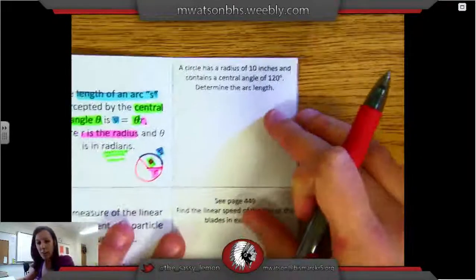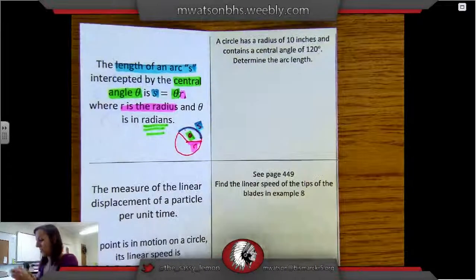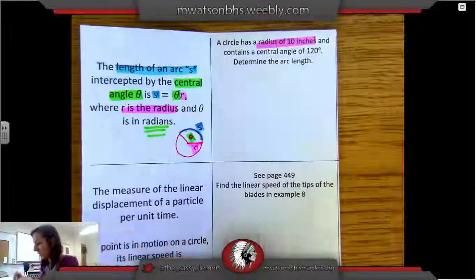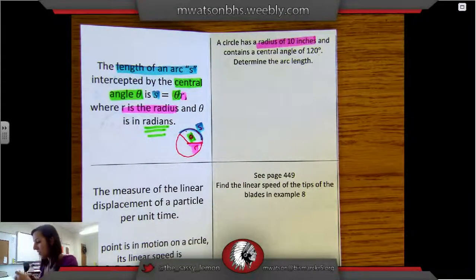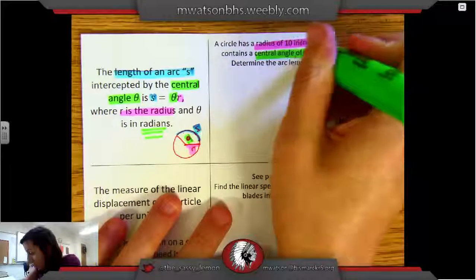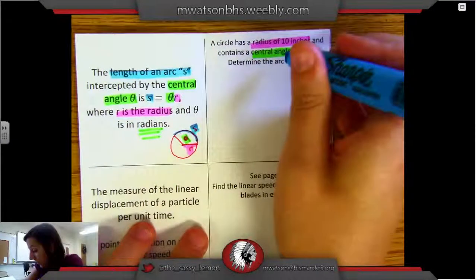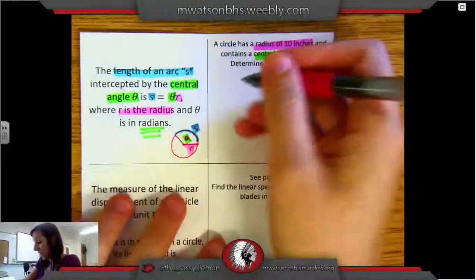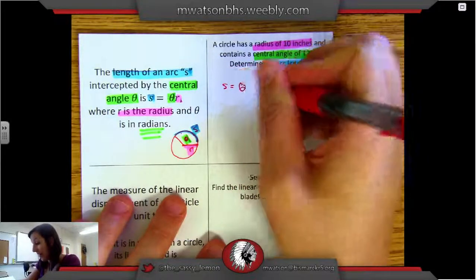So let's look at our example. A circle has a radius of 10 inches, and just for the sake of fun highlighting, I'm going to highlight that radius of 10 inches so we have the pink portion of our formula, and contains a central angle of 120 degrees. Now I just told you no degrees, so we're going to need to convert that into radians. Also, it says determine arc length. So we need to figure out what arc length is. So the S is what we're looking for. And then we have, or we're going to have, theta and r.